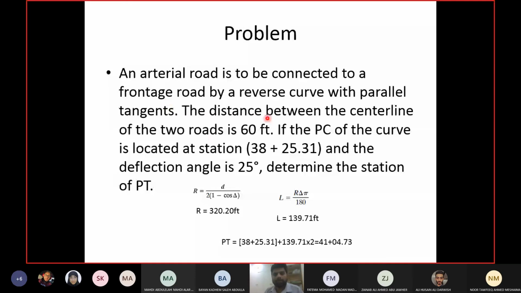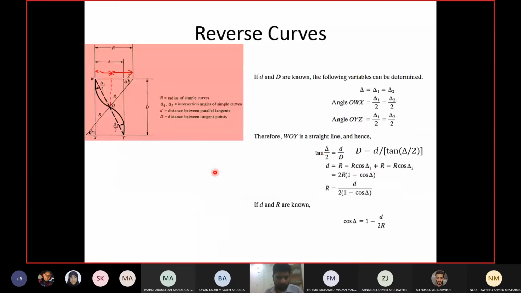Okay, now the distance between the two roads is 60 feet. The PC is given and we have to find out the station of PT. Deflection angle for both the curves is given, 25 degrees. The deflection angle is the same, right? Now, between PC and PT I have what? This curve and this curve. Both of them have the same lengths, but these are two curves.